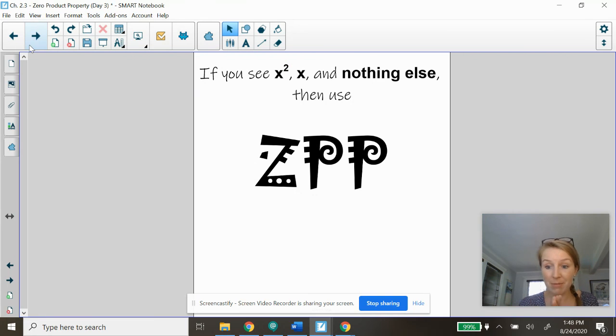All right, so remember the theme of these 3 days: if you see x squared, x, and nothing else, then you use ZPP. Hopefully this all makes sense.